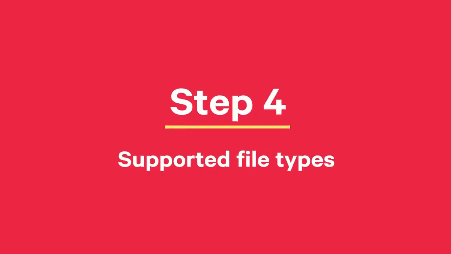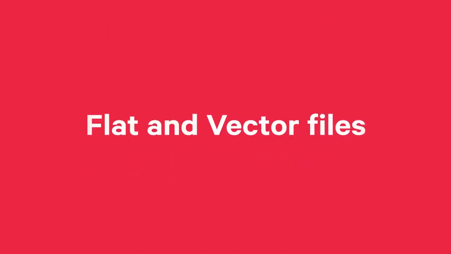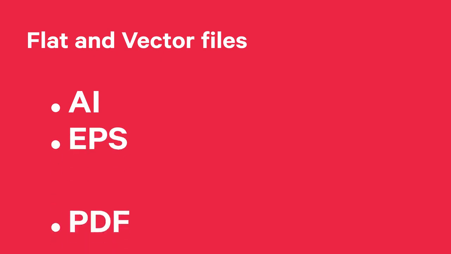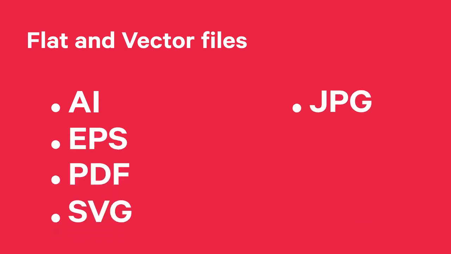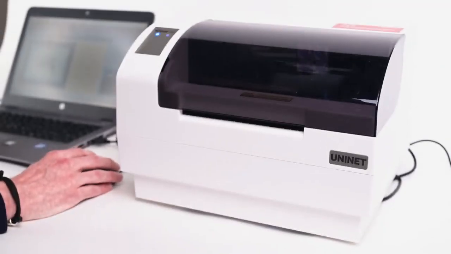Step 4. iColor Custom Cut software allows you to import flat and vector files in the following image formats: AI, EPS, PDF, SVG, JPG, BMP, PNG, TIF, and GIF. Uninet recommends imported images to be at least 300 dpi, since the software has been optimized for this image resolution.